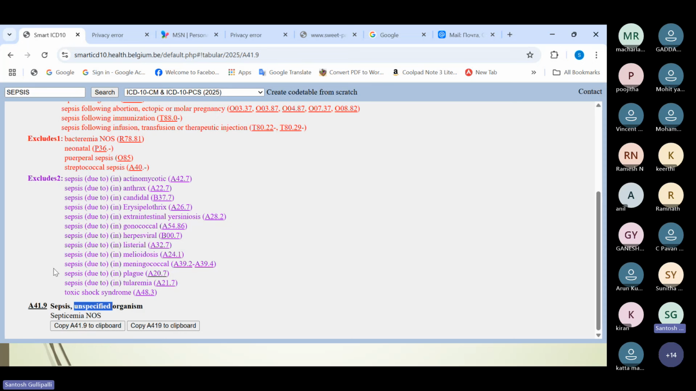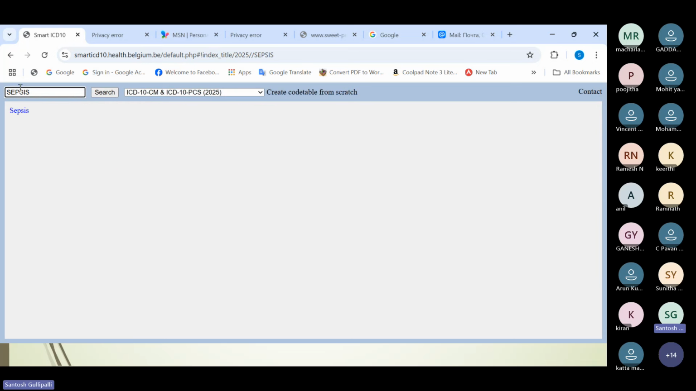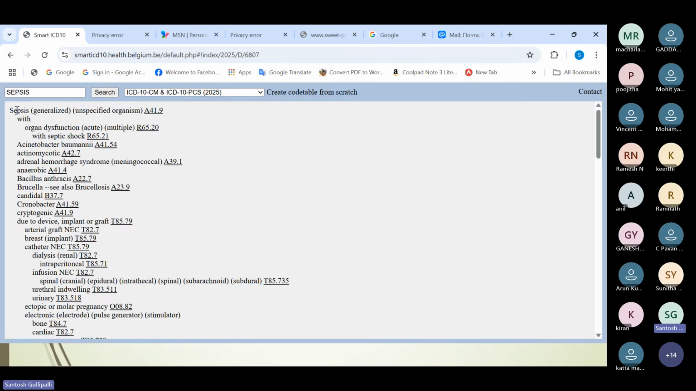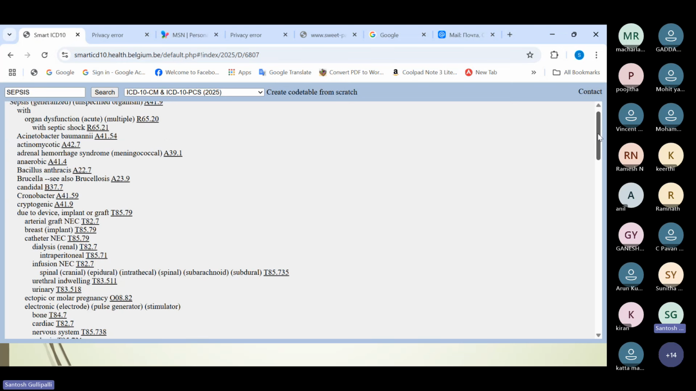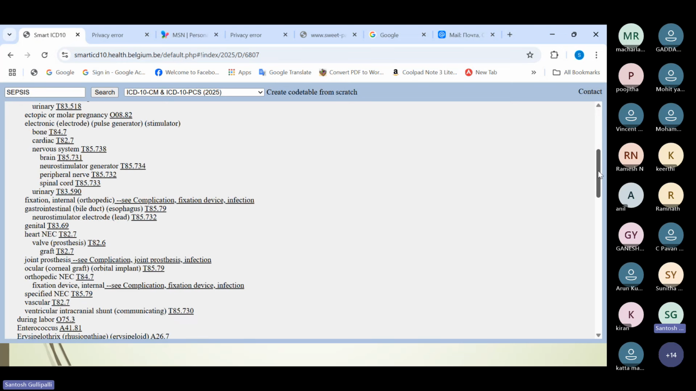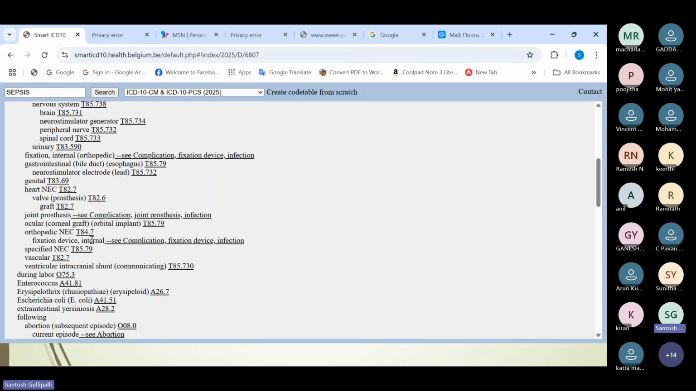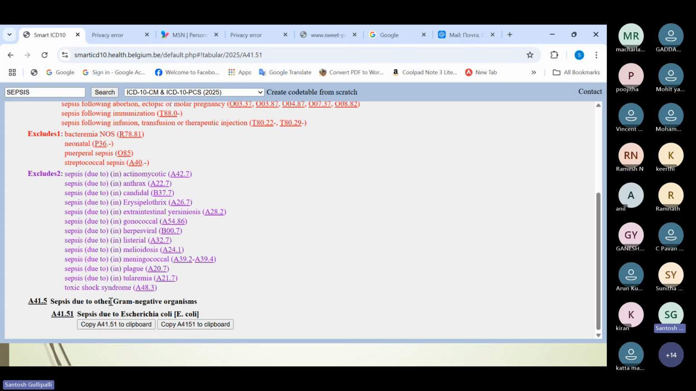Other specified means, for example, in sepsis, E. coli sepsis is documented. So the sepsis due to Escherichia coli. That time you can see sepsis due to E. coli, the code is A41.5. The code description, A41.51, is sepsis due to Escherichia coli.